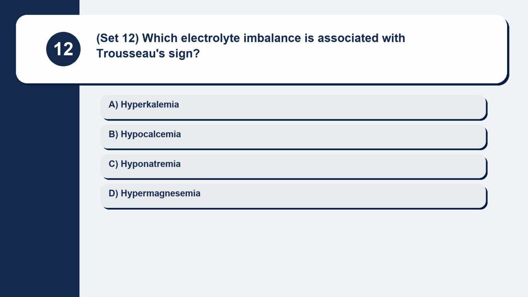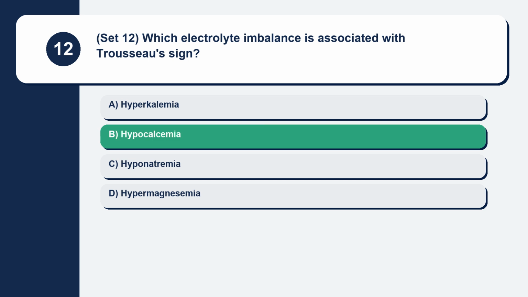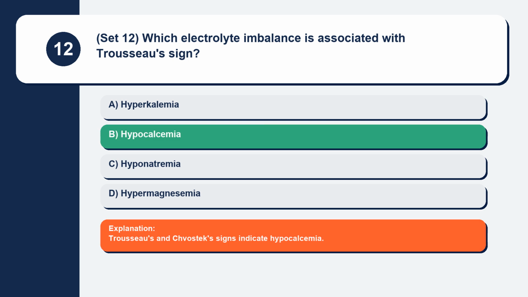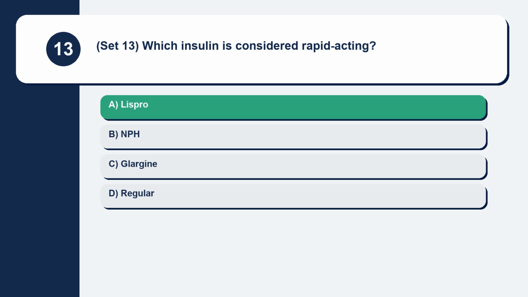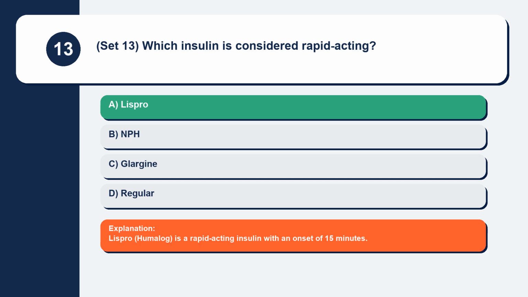Question 12. Set 12. Which electrolyte imbalance is associated with Trousseau's sign? Hyperkalemia, hypocalcemia, hyponatremia, hypermagnesemia. Trousseau's and Chvostek's signs indicate hypocalcemia. Question 13. Set 13. Which insulin is considered rapid-acting? Lispro, NPH, glargine, regular. Lispro, Humalog, is a rapid-acting insulin with an onset of 15 minutes.